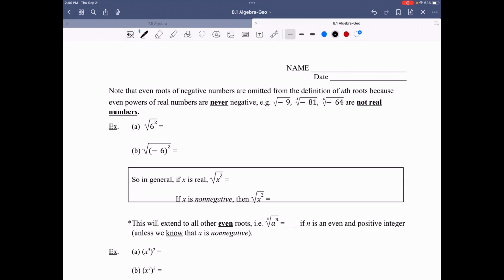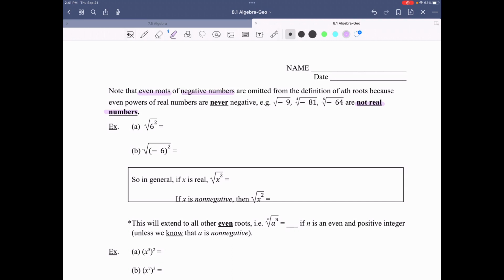Note that even roots of negative numbers are omitted from the definition of nth roots because even powers of real numbers are never negative. For example, if I try to take the square root of negative 9, there's no answer that is a real number. Or the 4th root of negative 81 or the 6th root of negative 64 are not real numbers. So that's because they're even roots of negative numbers and are not real.